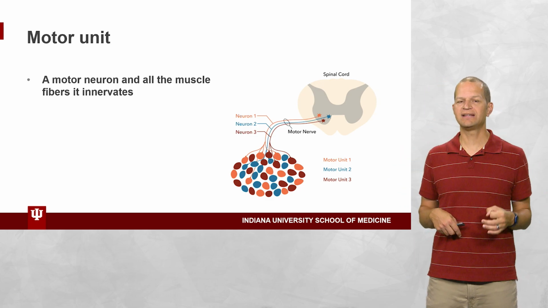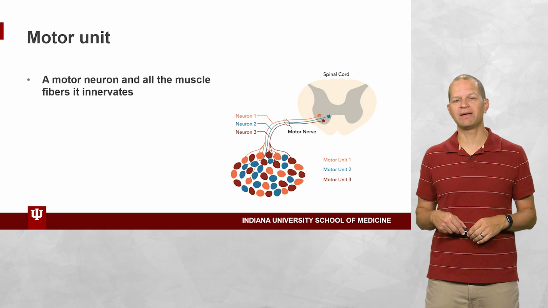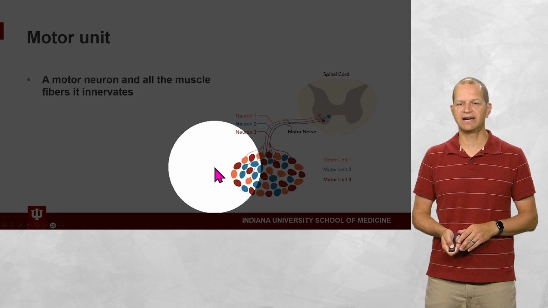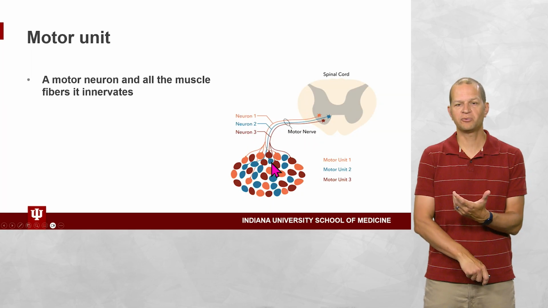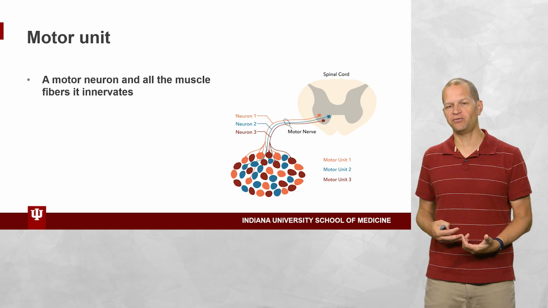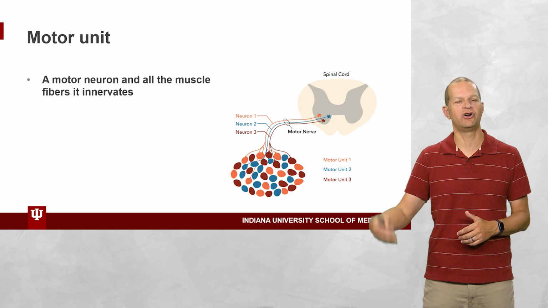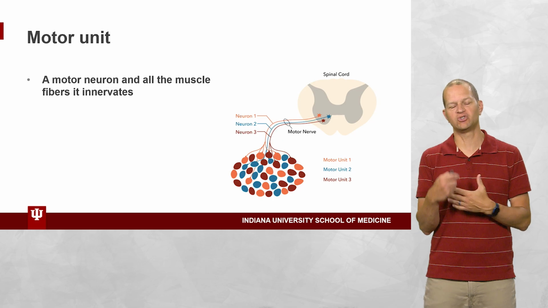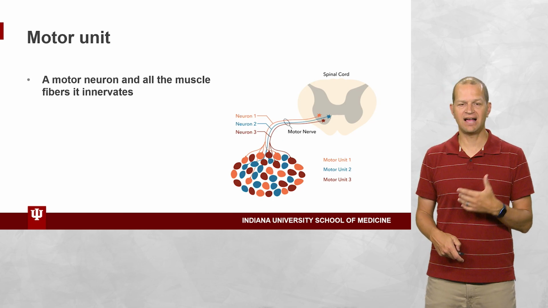A motor unit is composed of a single motor neuron and all of the muscle fibers it innervates. Notice that on this picture, this is supposed to represent a single muscle, and there are 3 different motor units. So in order for all of those muscle fibers to be activated in a single muscle, it takes multiple neurons. There isn't one neuron that just causes your bicep to contract. There are many neurons involved that cause it to contract.